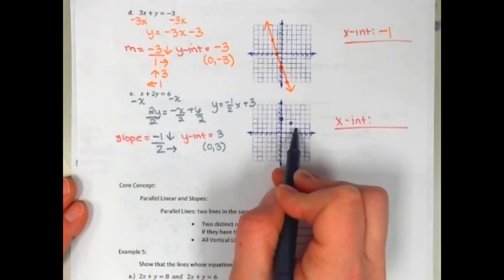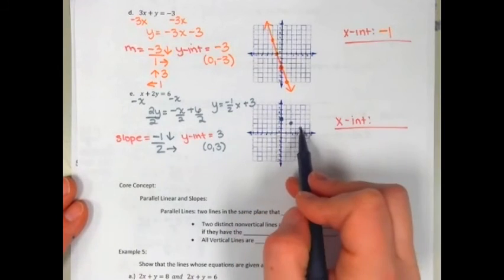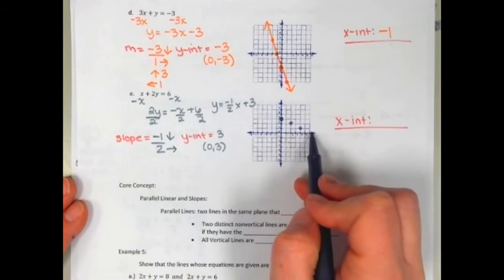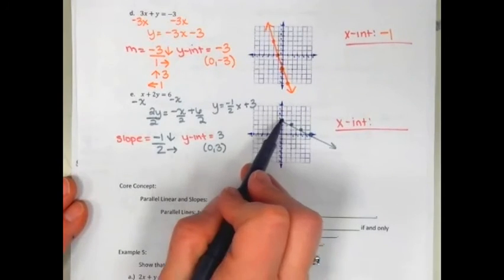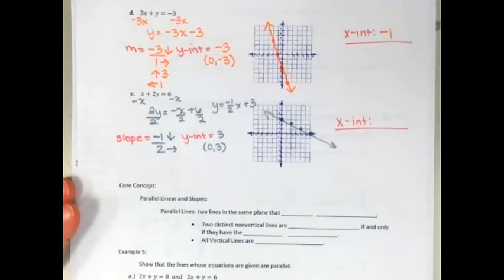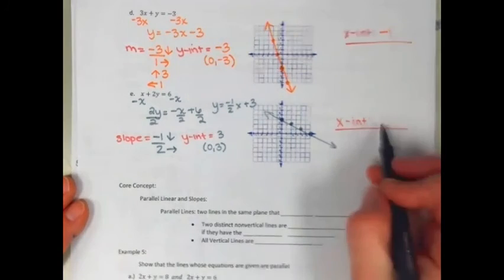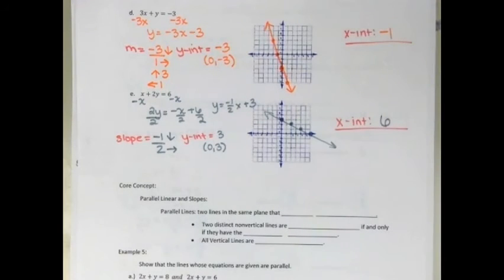Down 1, right 2. And I'm getting close to the x-axis, so I'm going to keep going. Down 1, right 2. Did we cross the x-axis? And my line's not that straight. Yeah, where do we cross the x-axis at? 6. My x-intercept is 6. Any questions with graphing? No, pretty straightforward.